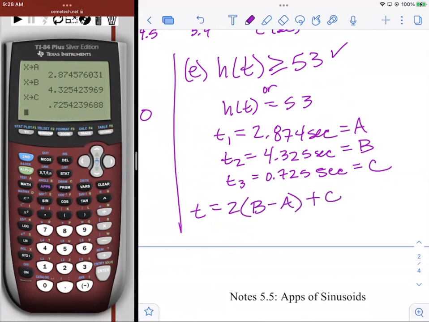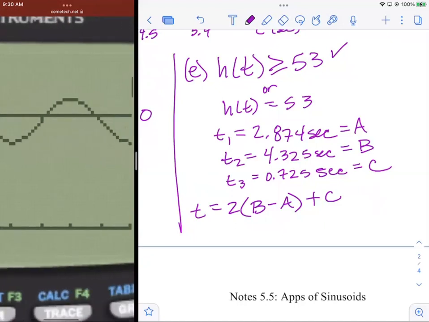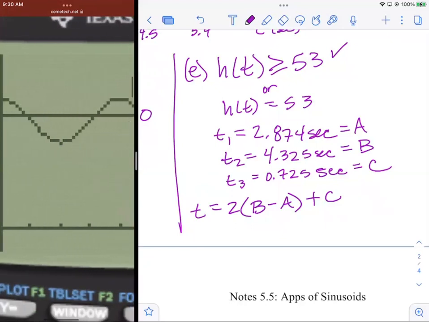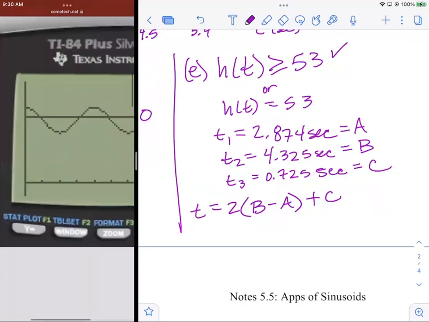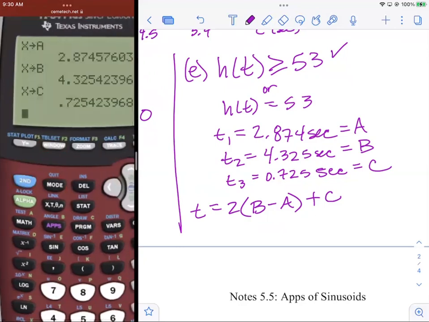All right. Does everyone see why that works? The 2 times B minus A are these 2 regions here. There's one of them. There's the next one. And then all I have to do is add, since it's the first from 0 to C, I could just add C to it. All right. C would also be half of B minus A. It's also B minus the period, B minus 3.6.